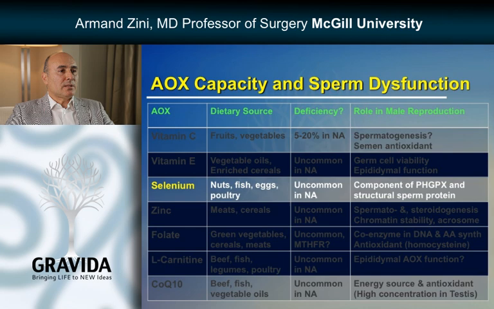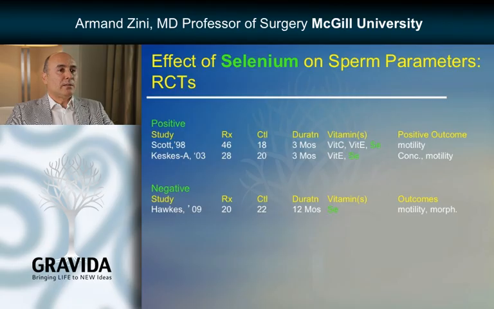Another important antioxidant is selenium. It is found in nuts, fish, eggs, poultry. Deficiency of this antioxidant is again uncommon in North America, and it is a particularly important antioxidant because it serves not just as an antioxidant but as a component of a structural protein in sperm. There are 3 randomized control studies looking at selenium. 2 have shown a beneficial effect on motility and concentration. 1 was a negative study. Again, short duration of treatment, small studies.